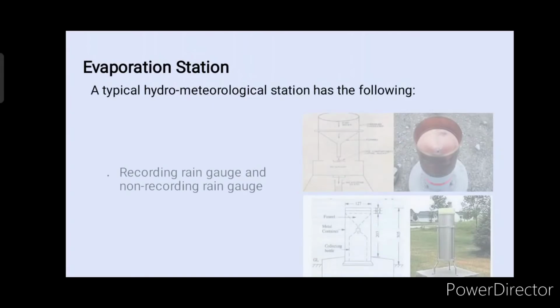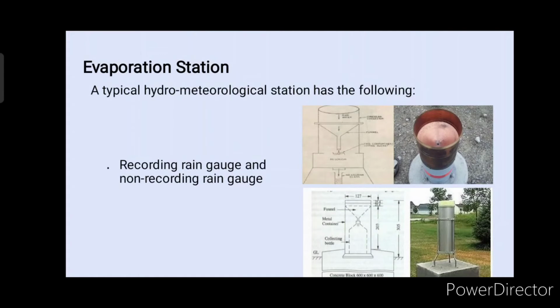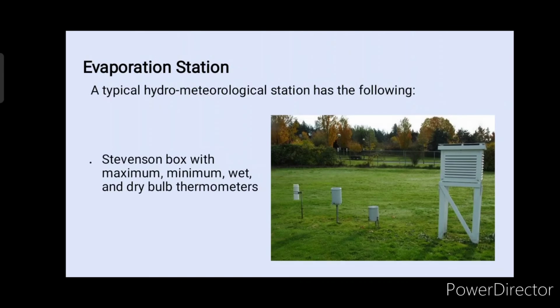So an evaporation station, a typical hydrometeorological station, has the following. First is a recording rain gauge and non-recording rain gauge. The top photo is a recording rain gauge, while the one below is a non-recording rain gauge. Next is a Stevenson box with maximum, minimum, wet, and dry bulb thermometers.